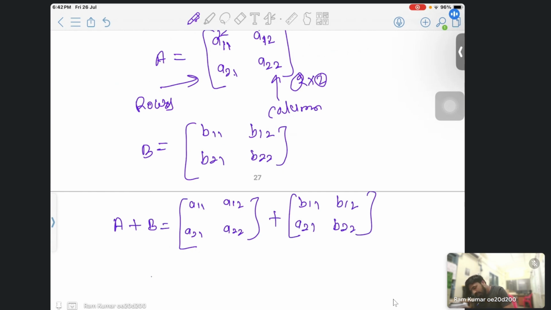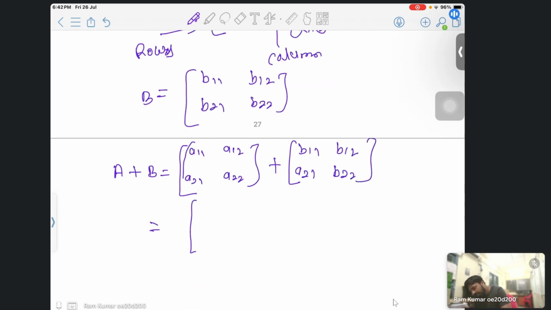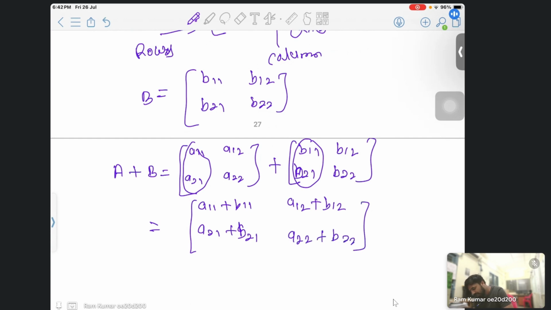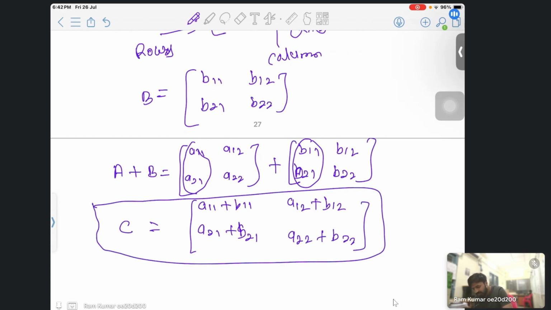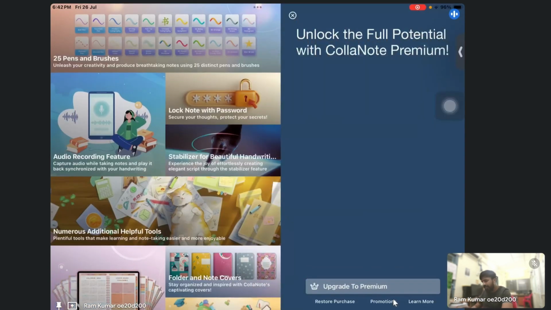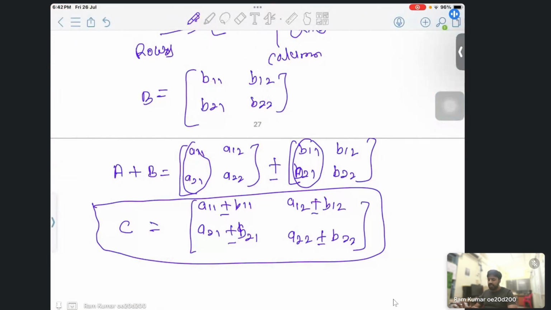So it will be this one with this one: A11 plus B11, A12 plus B12, then A21 plus B21, then A22 plus B22. This we can call matrix C. So this is our addition. Similarly for subtraction, if we put negative here, it will be negative, negative, negative, negative. Right? So this will be addition and subtraction.